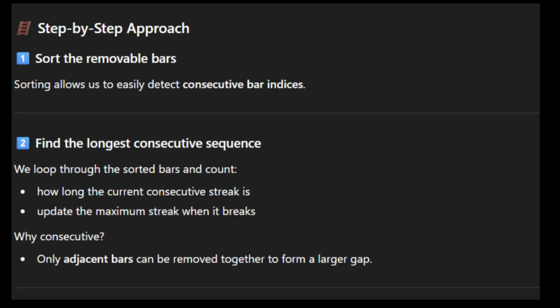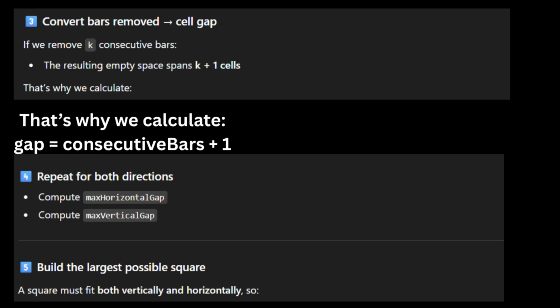Step-by-step approach. Sort the removable bars. Sorting allows us to easily detect consecutive bar indices. Find the longest consecutive sequence. We loop through the sorted bars and count how long the current consecutive streak is. Update the maximum streak when it breaks. Why consecutive? Only adjacent bars can be removed together to form a larger gap. Convert bars removed to cell gap. If we remove k consecutive bars, the resulting empty space spans k plus 1 cells. That's why we calculate gap equals consecutive bars plus 1.